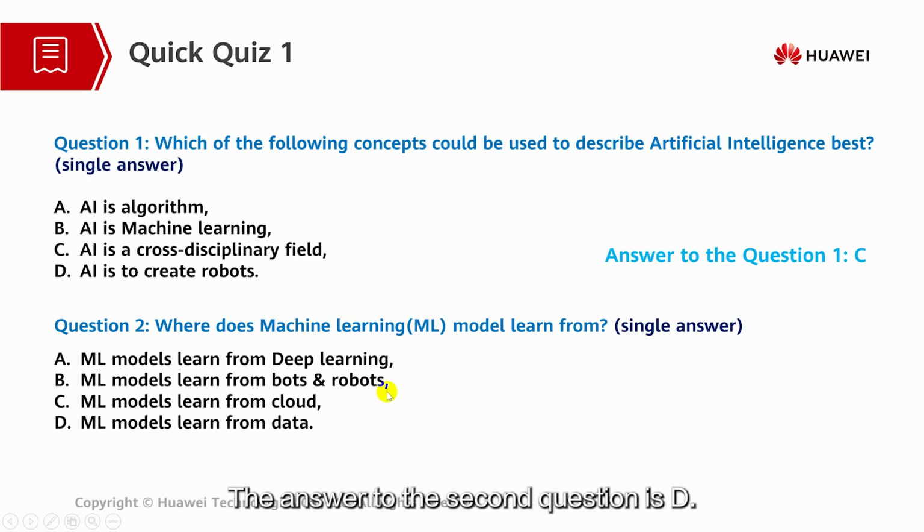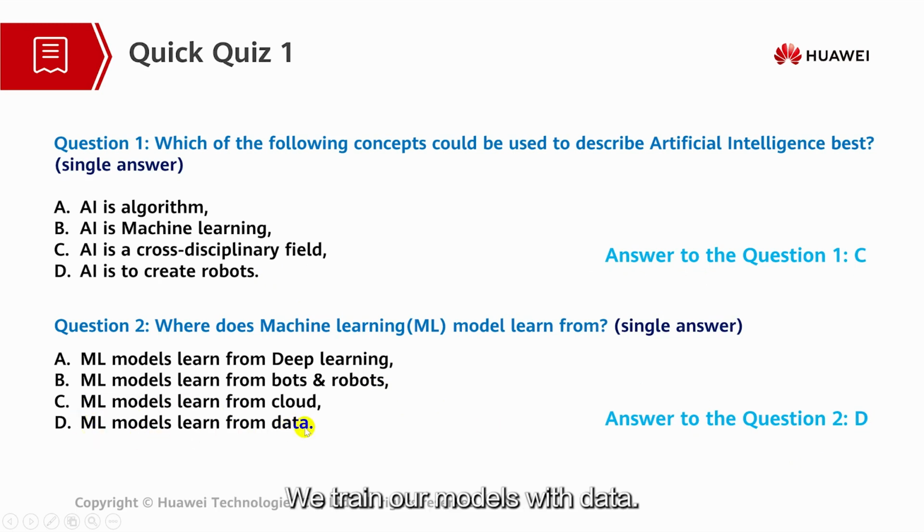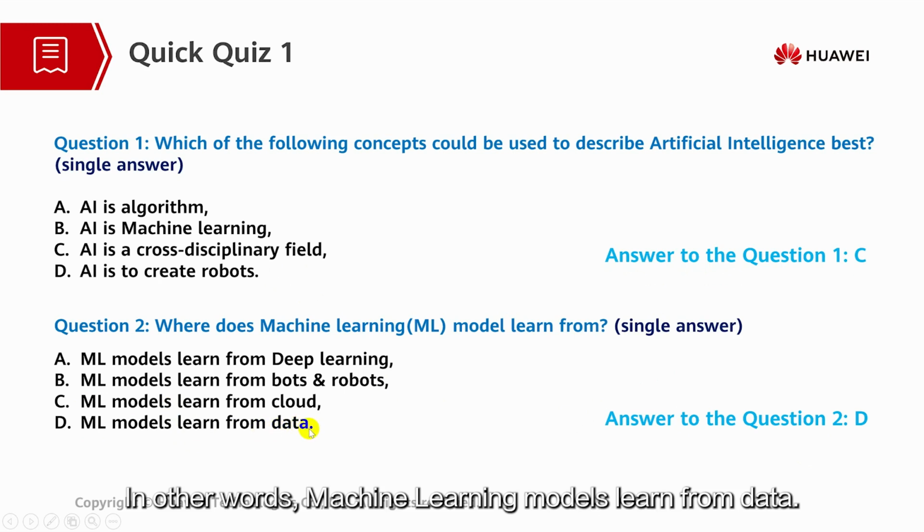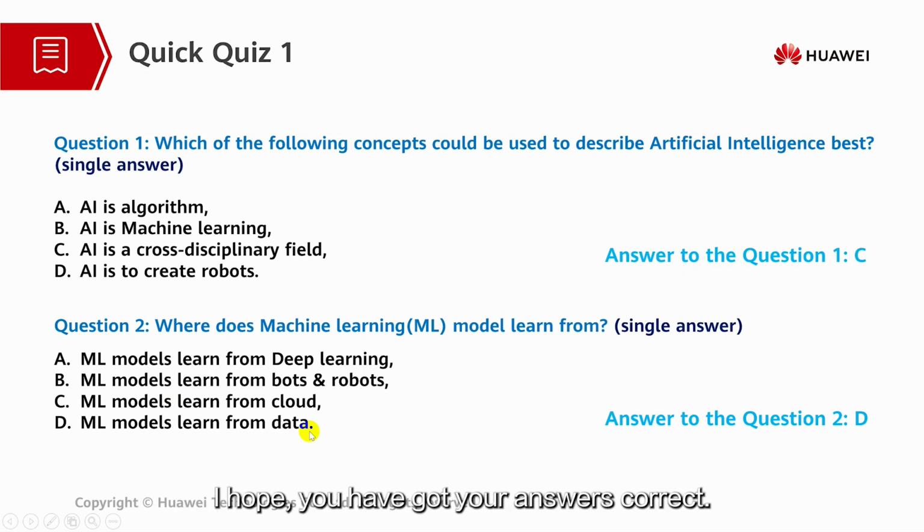The answer to the second question is D. We train our models with data. In other words, machine learning models learn from data. I hope you have got your answers correct.